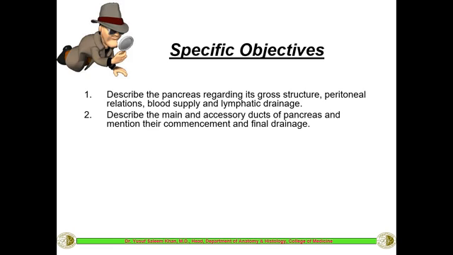So these are the two specific objectives which we'll try to cover in this lecture. The first one is to describe the pancreas regarding its gross structure, peritoneal relations, blood supply and lymphatic drainage. And the second is to describe the main and accessory ducts of the pancreas and mention their commencement as well as final drainage.